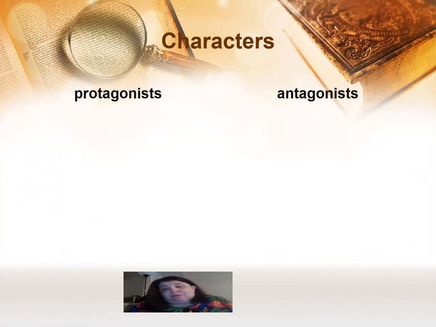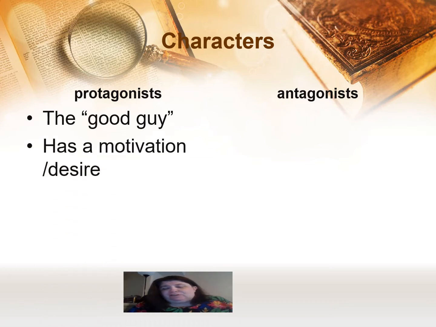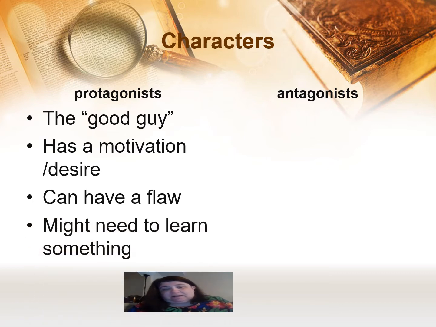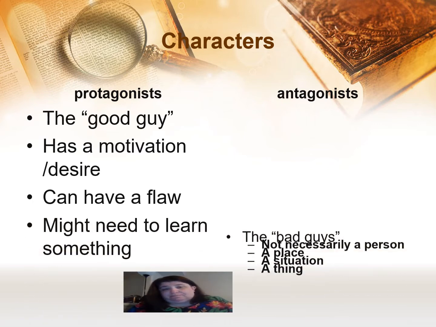Well, one thing that you learn about in most stories is that you can have what's called a protagonist and an antagonist. And let's look at them and see how they're alike and how they're different. The protagonist is usually the good guy in the story. And usually they have a motivation, they have a desire, they've got a goal or something they're trying to reach. Sometimes they have a flaw. And they have something they need to learn.